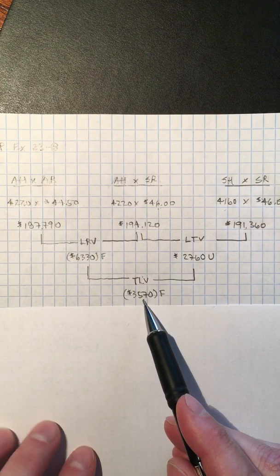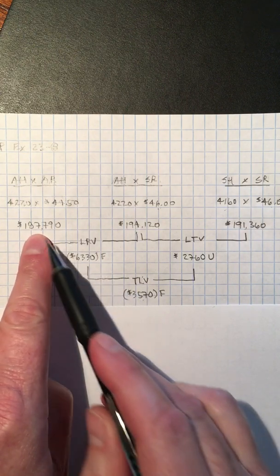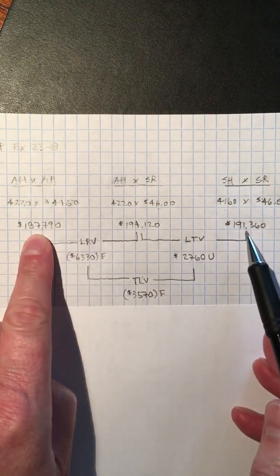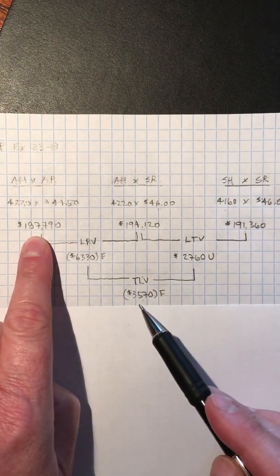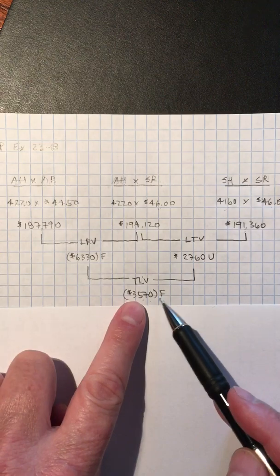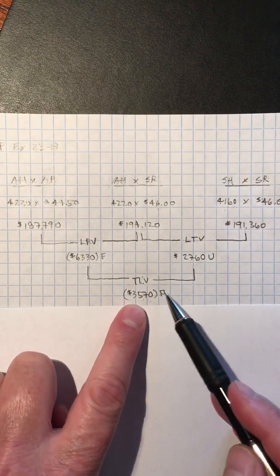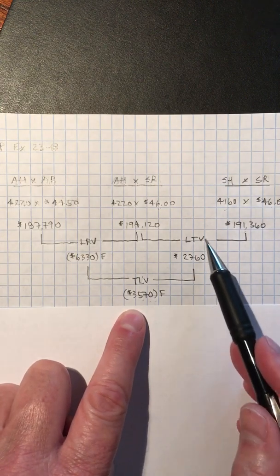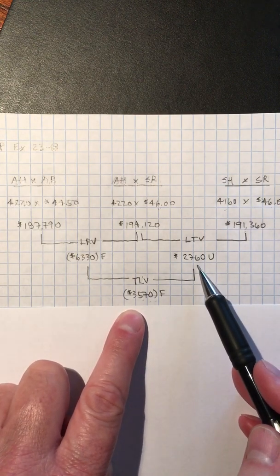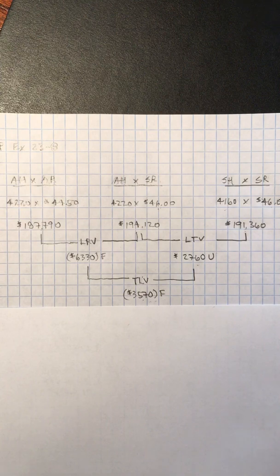Notice that this number here is also the same number I get if I take 187,790 minus 191,360. I can check my math that way and see that my overall variance was favorable 3,570. But again, if I only looked at this and didn't take it a step further, I wouldn't see that I do actually have a potential efficiency problem in the way we're doing our work.